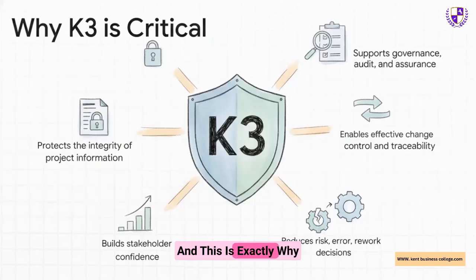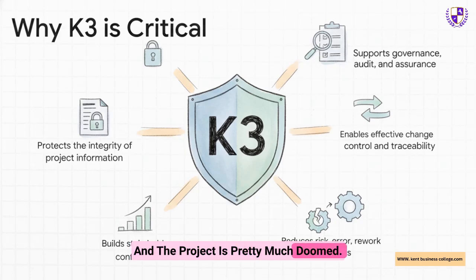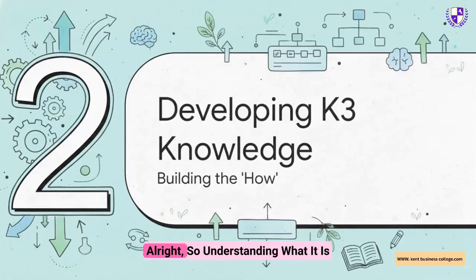And this is exactly why K3 is so non-negotiable. When you have strong controls, you're protecting your data, you're ready for any audits, and you prevent total chaos when things change. But look at that last one, building stakeholder confidence. If your stakeholders don't trust your numbers, that trust just evaporates and the project is pretty much doomed. It's really that simple.